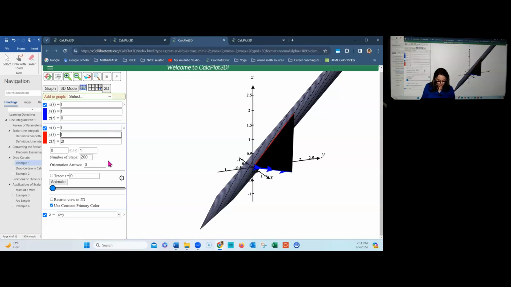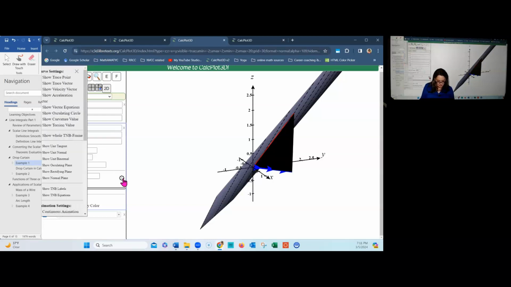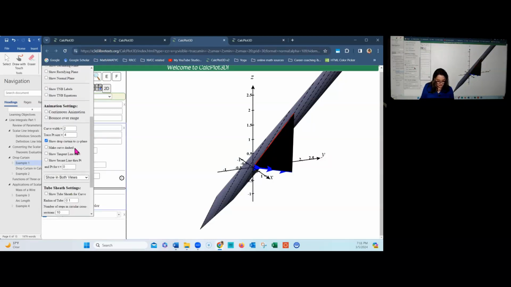Click on the gear symbol, and scroll down to animation settings. This is below where it has curve width. If we want to make the curve width larger, we could set it to be 4, and we want to click on the box that says show drop curtain to XY plane.